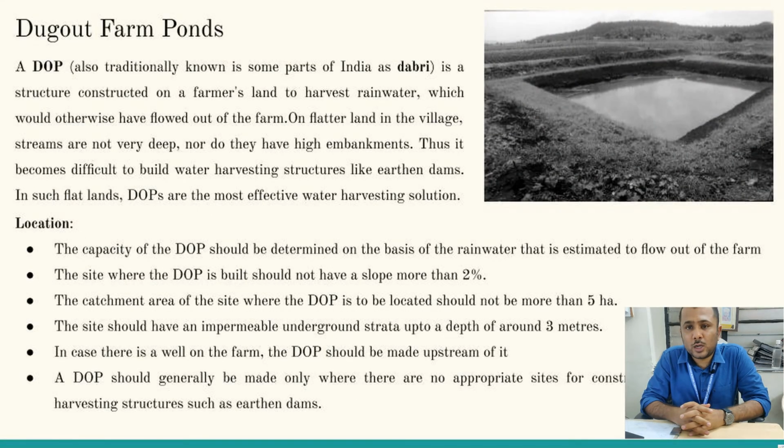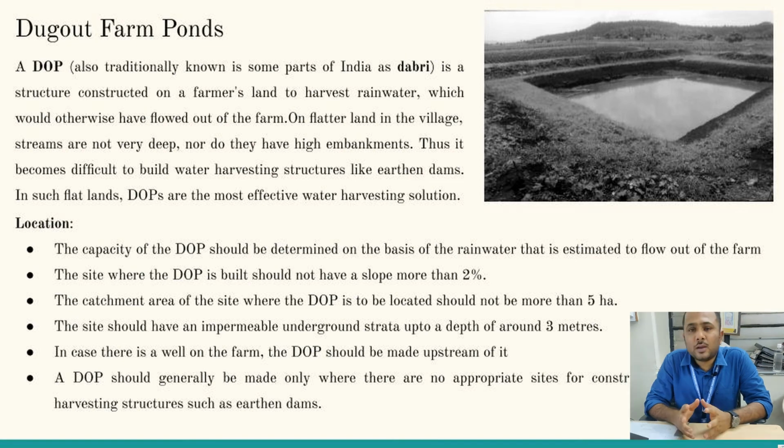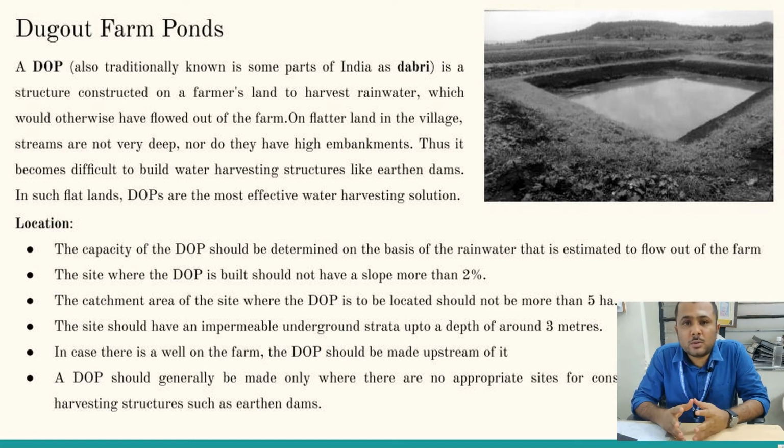Let us discuss dugout farm ponds. Dugout farm ponds are basically ponds that are established or constructed in the farmland itself. Basically, it is a technique of farmers to store water in their own land. The water that is received in his own farmland, he tries to capture and store in his own farmland. Let us discuss some of the conditions which we have to look at for dugout farm ponds.